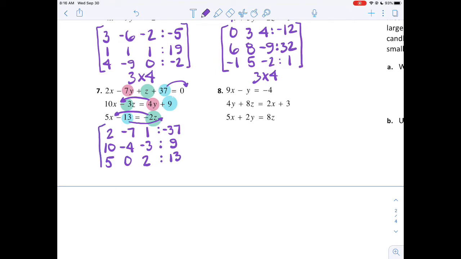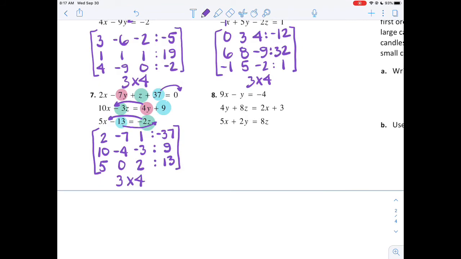If that was a little confusing for you, take a look at the filled-in copy of the notes where I go through the entire process of adding and subtracting the variables from both sides. One last thing to note on this is that we still have a 3x4 matrix.